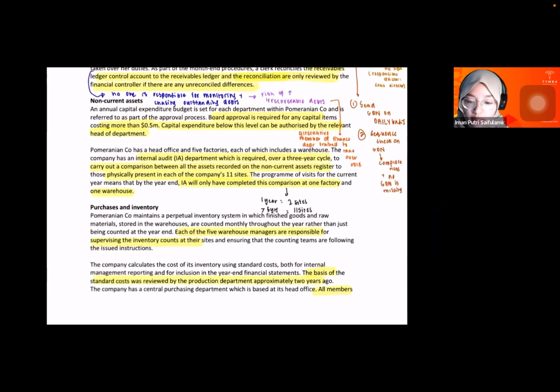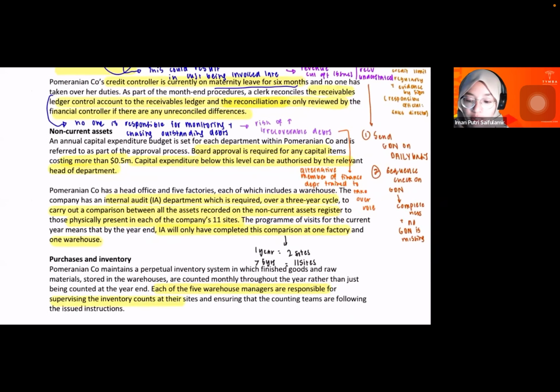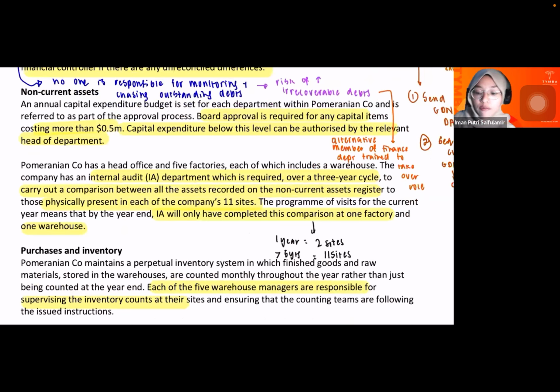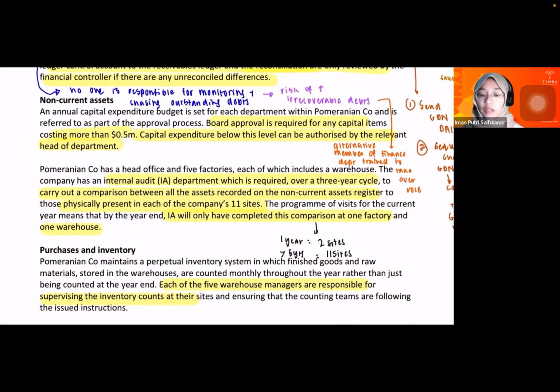Okay, so let's look into the question. Right now is the same thing. The capex budget is set for each department. Board approval is required for any capital items costing more than 0.5 million.